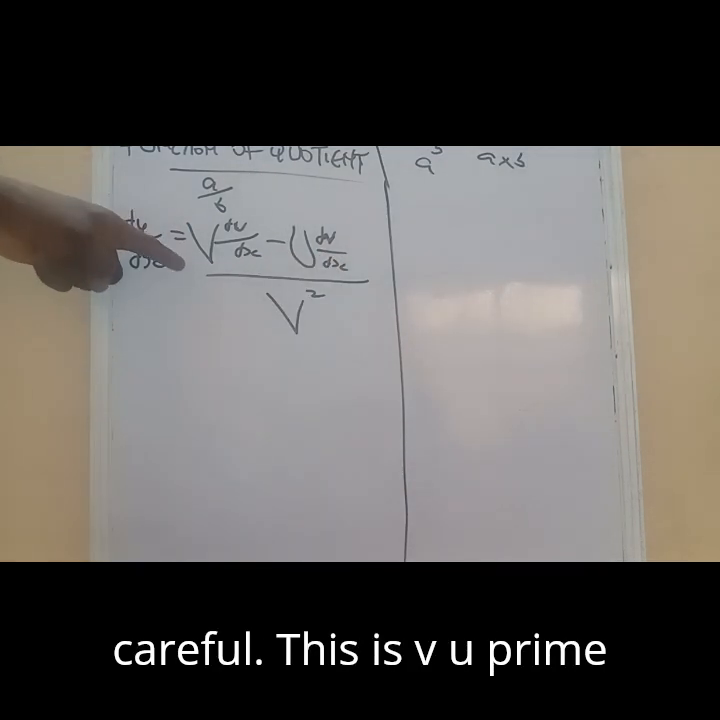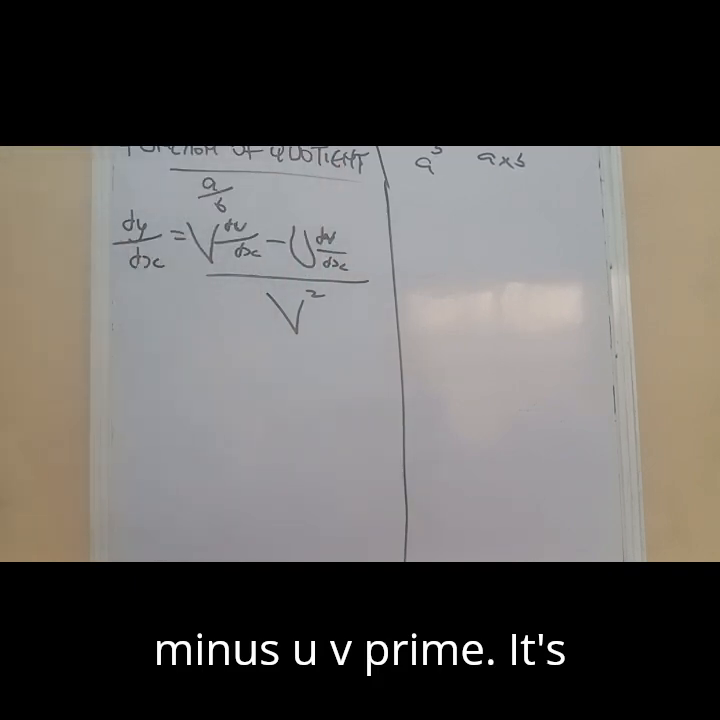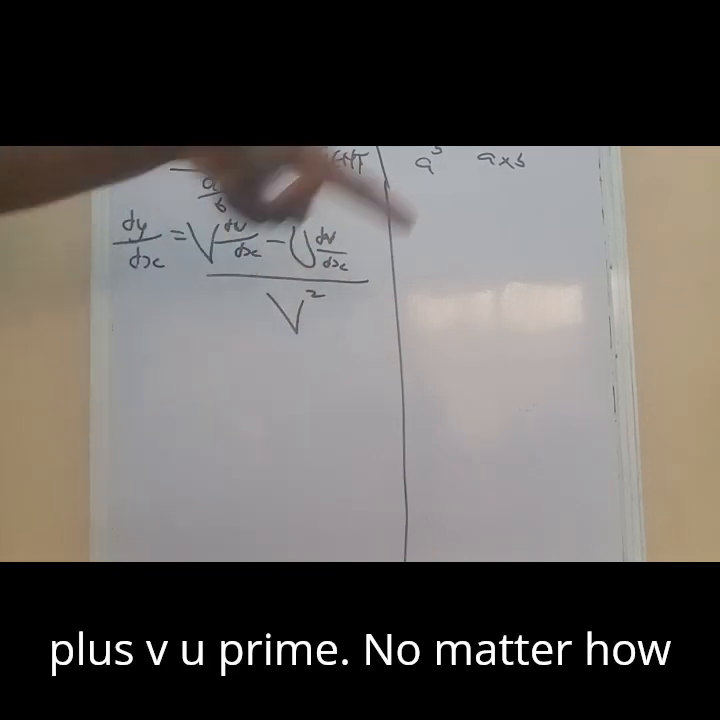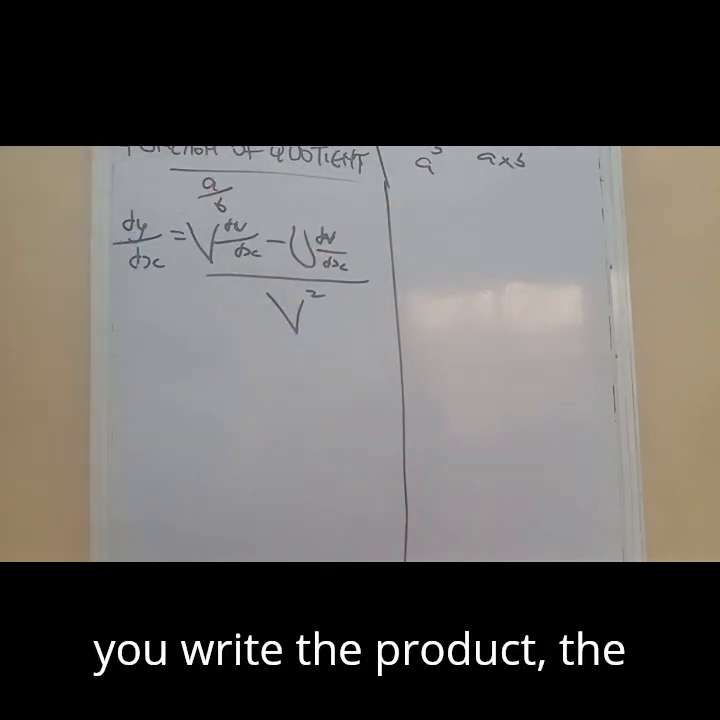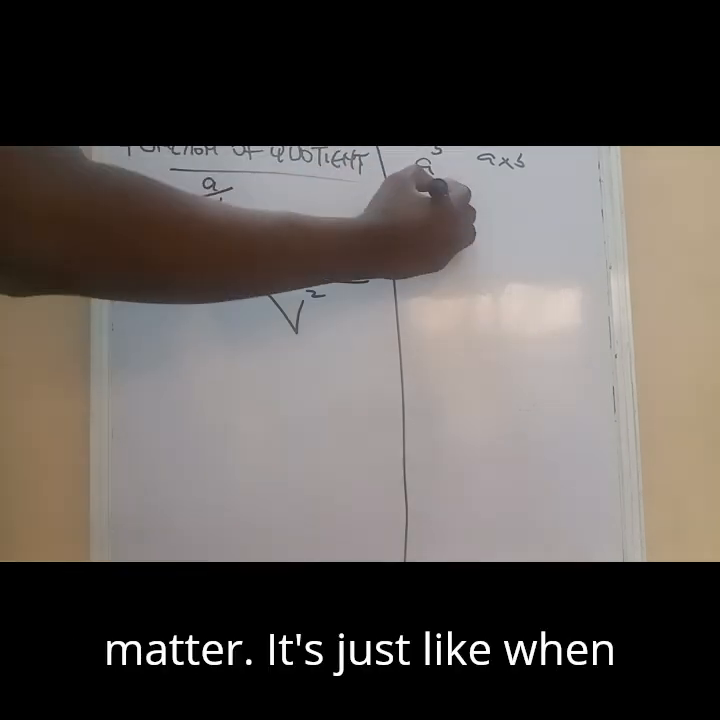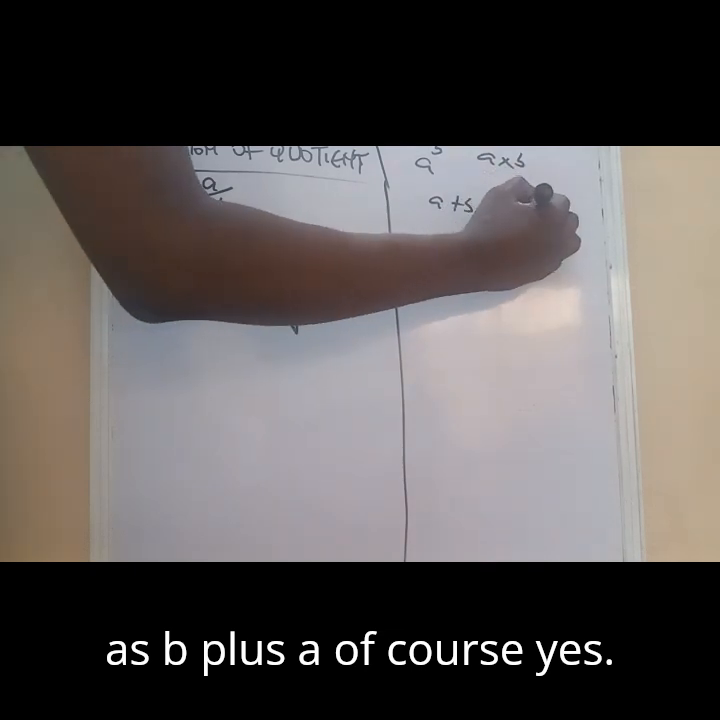You need to be careful. This is vu prime minus uv prime. It's different from the product. The product is uv prime plus vu prime. No matter how you write the product formula, it does not matter. It's just like when you say a plus b, it's the same thing as b plus a, of course, yes.